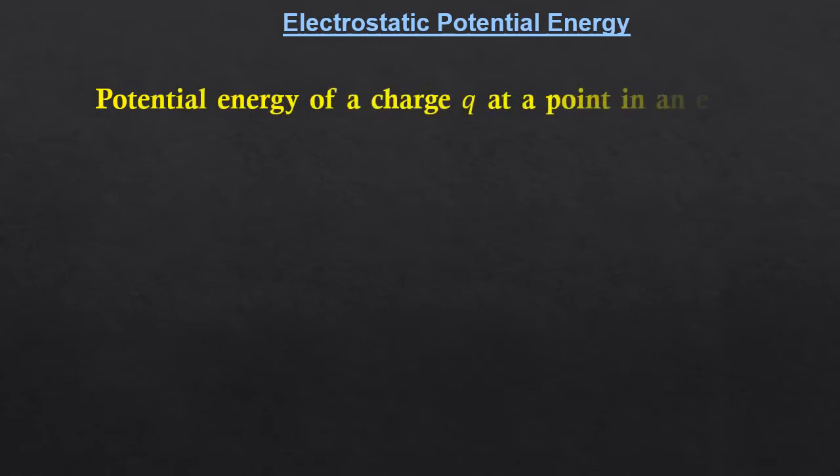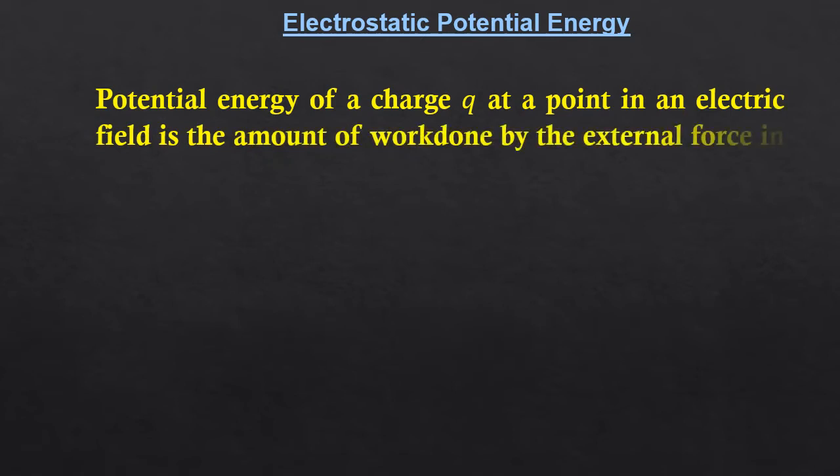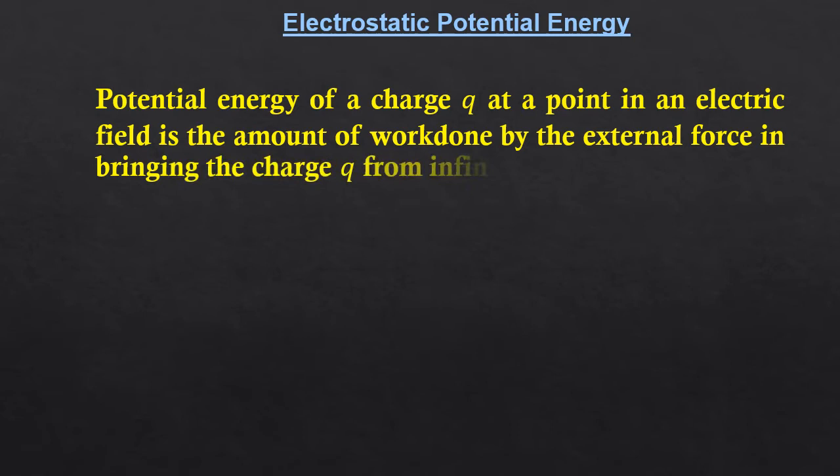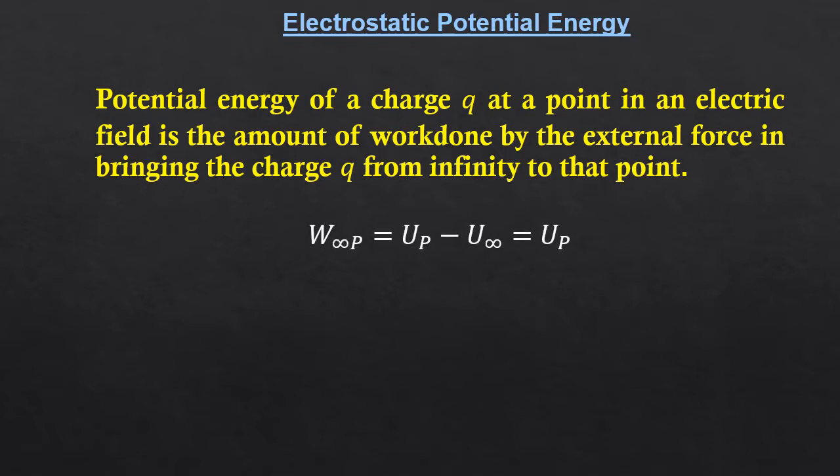We already know the definition of electrostatic potential energy. We have seen that the electrostatic potential energy of a charge q at a point in an electric field is the amount of work done by the external force in bringing the charge q from infinity to that point. So mathematically we can write the potential energy at a point as W infinity P, which is given by UP minus U infinity. Since U infinity is equal to 0, this can be written as UP. That means potential energy at the point P is W infinity P, that is work done to bring a charge from infinity to the point P.